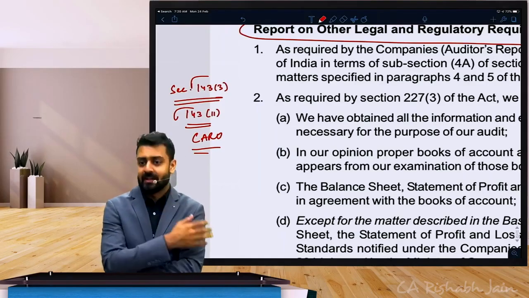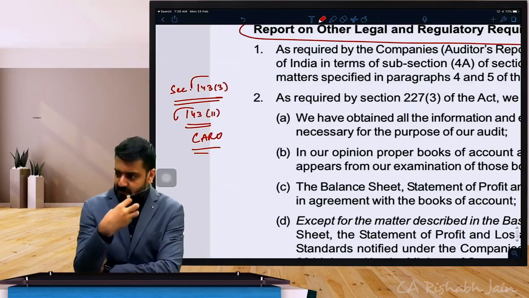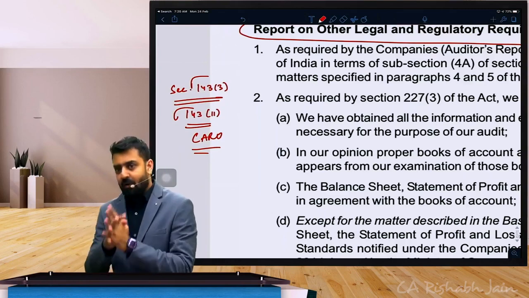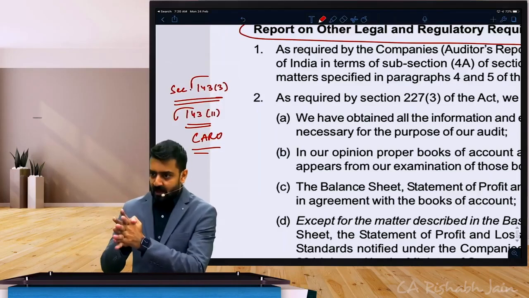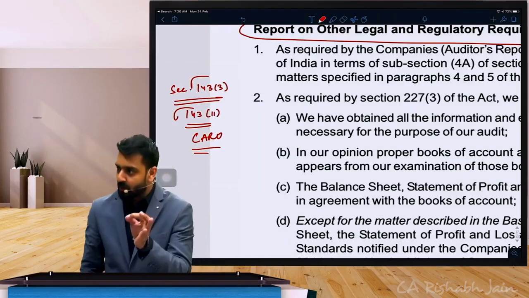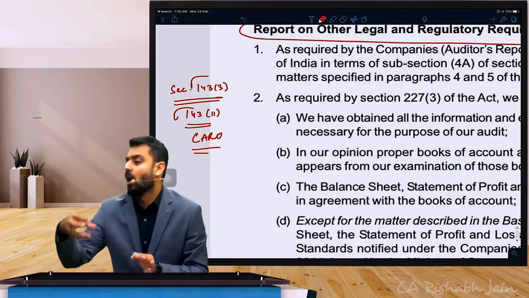This heading, reporting on other legal and regulatory requirements. Listen to me carefully for 2 minutes. This heading actually includes auditor's responsibilities as per relevant laws and regulations. So 143 is powers and duties of the auditor. There are certain duties of the auditor that you have to include certain matters along with the audit report.